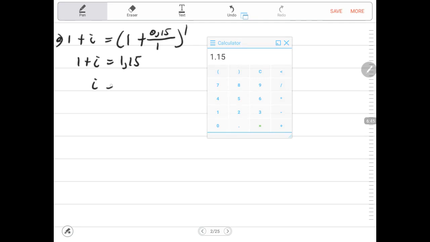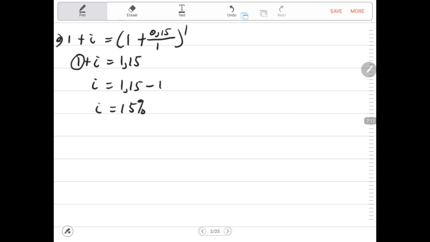So now I equals 1.15 minus, when this goes over the equal sign it becomes negative, so this becomes minus 1. Then our I will be equal to 15%, which is the effective rate of interest. Why is it 15%? Because the interest is compounded once a year. So the nominal rate of interest will always be equal to the effective rate of interest whenever the interest is compounded once a year. So this was number 1, or number A.